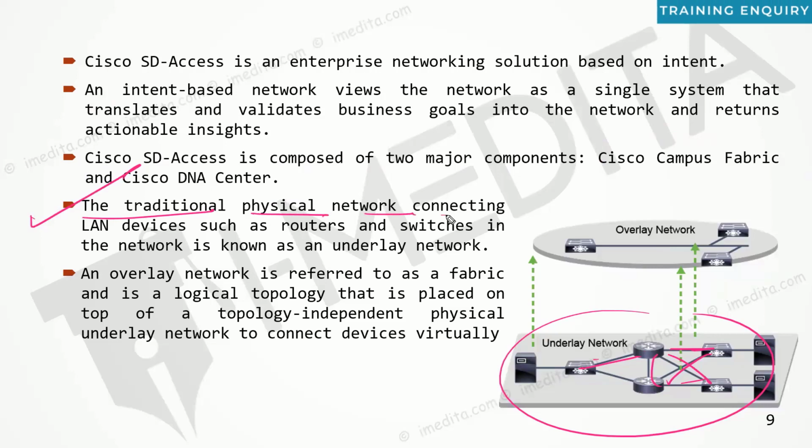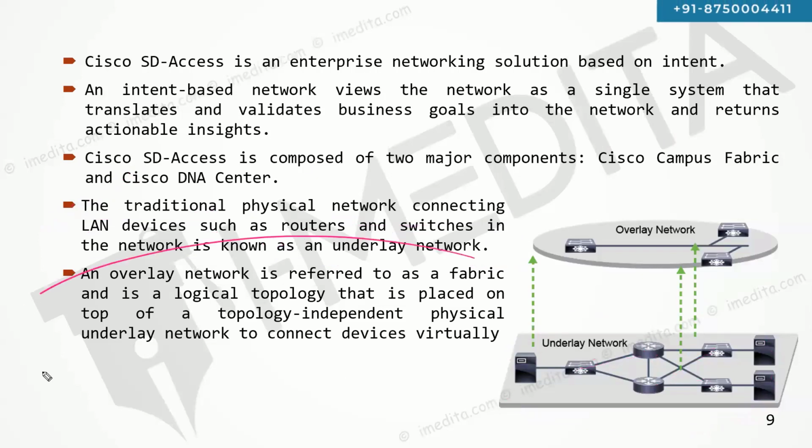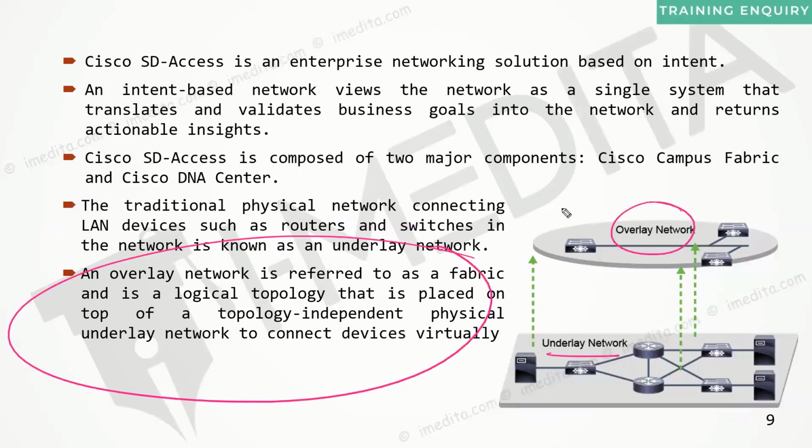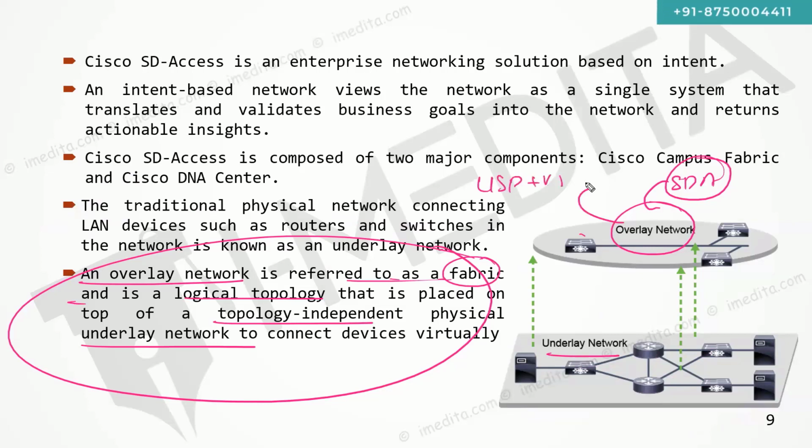The traditional physical network connecting LAN devices such as routers and switches is known as the underlay network. The underlay network is responsible for providing the underlying reachability in your network, and on top of that underlay network we are going to build an overlay network with the help of our SDA solution. An overlay network is referred to as a fabric. Typically in terms of SDA, overlay means fabric, and fabric means overlay network. It is a logical topology built on top of the physical underlay network. This overlay network will be built with the help of the protocols LISP, VXLAN, and Cisco TrustSec.